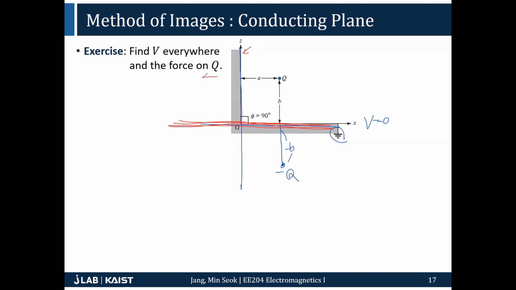So how about putting an image charge here too? Then now this boundary is happy. So is that the end of the story, or do we need to do something more? Is this the configuration that we were looking for? Putting a negative charge Q here and a negative charge Q there in order to satisfy the bottom boundary and the left boundary?